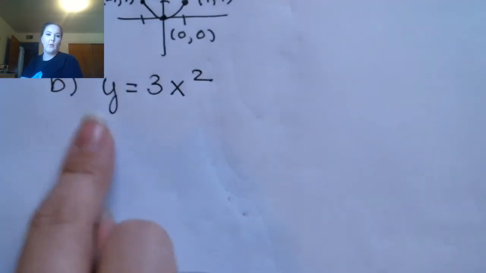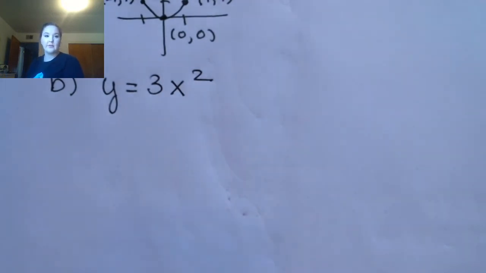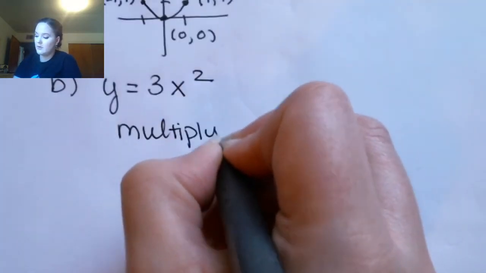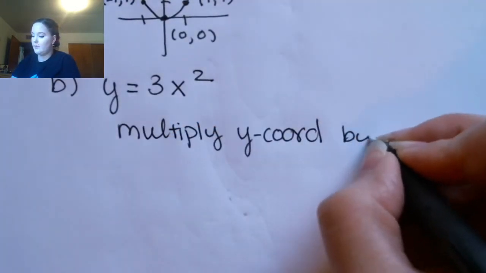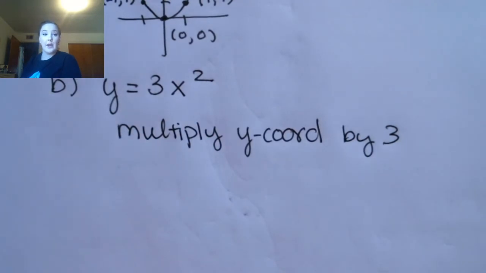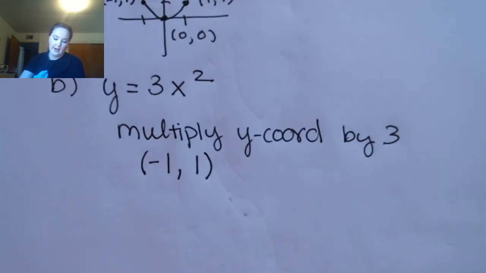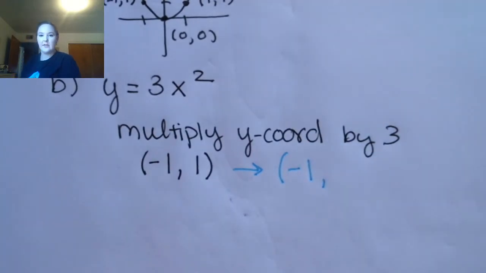So I'm looking at y equals 3x squared. I know what my base graph looks like. I know what y equals x squared looks like. Now what is this 3 going to do to the graph? This is going to multiply the y coordinates by 3. What I mean by that is I have this point in my base graph. When I look at my new graph, the x coordinate will be exactly the same, and the y coordinate will be times 3.